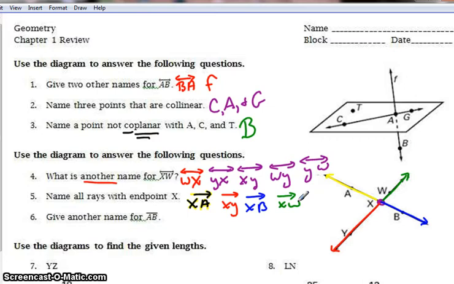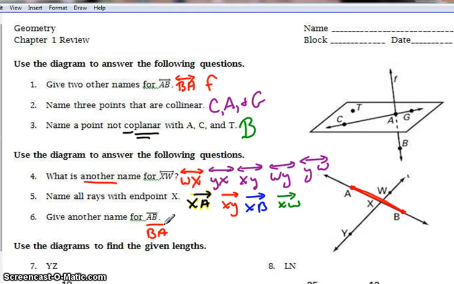And then number 6, which is the last one we're going to do in this video, it says give another name for AB. Now this time, if you notice, there are no arrows on the end. So this is a segment, which means it doesn't keep going and going and going. It stops at A and B. So let's find A. Here's A. And here's B. So we're actually just talking about this. So it says another name for AB.